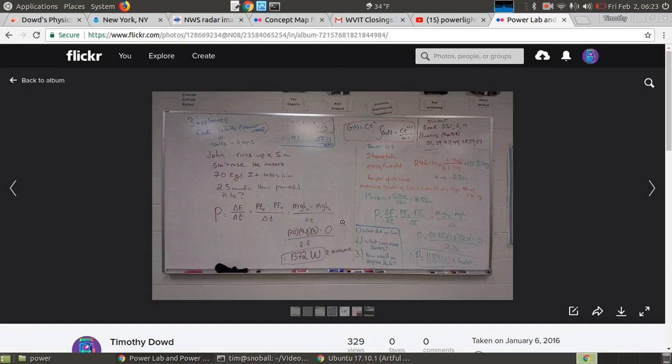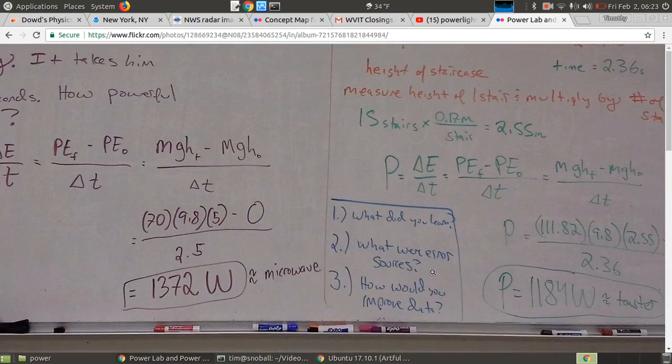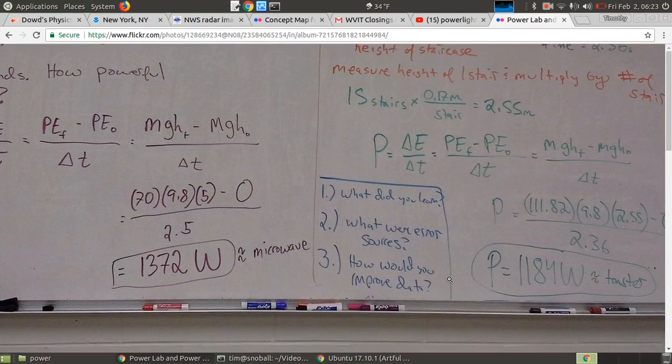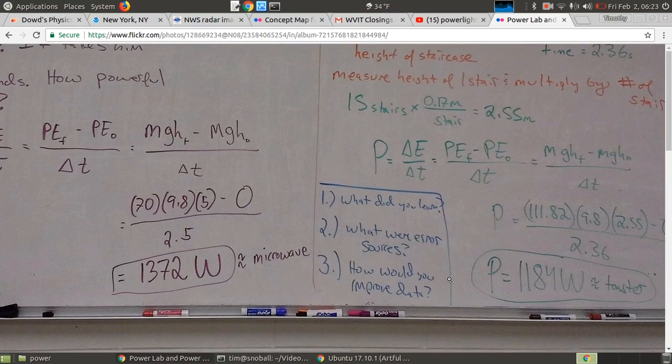So your homework for the weekend is going to be to carry out this calculation for yourself and to write a lab conclusion about this lab and the power that you exert running upstairs.